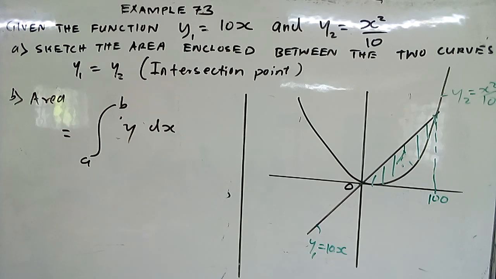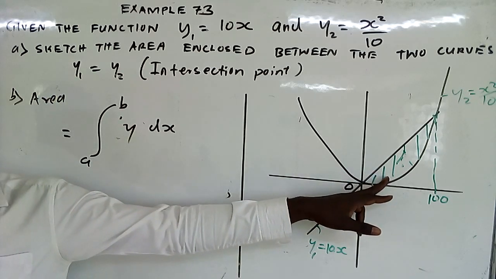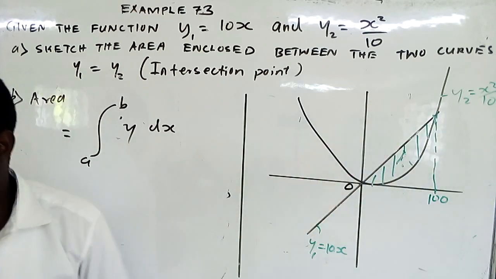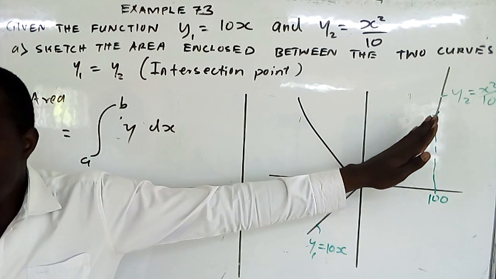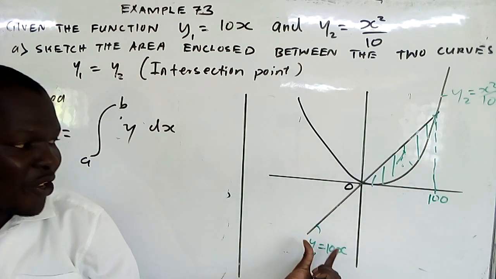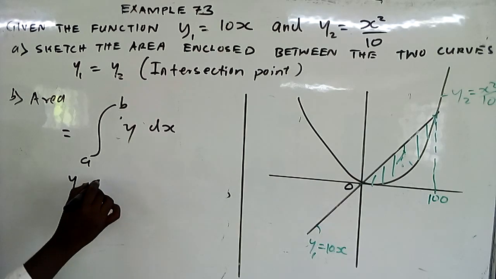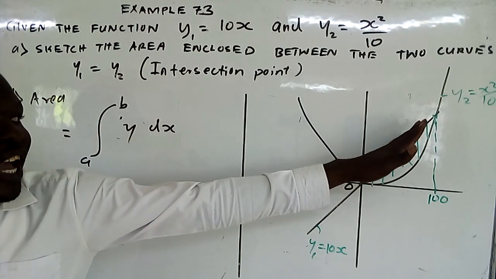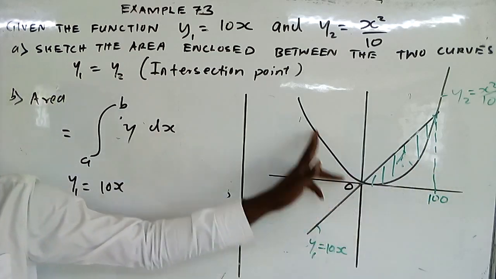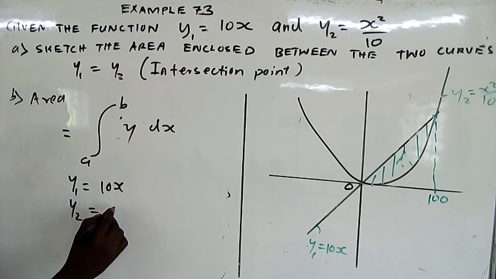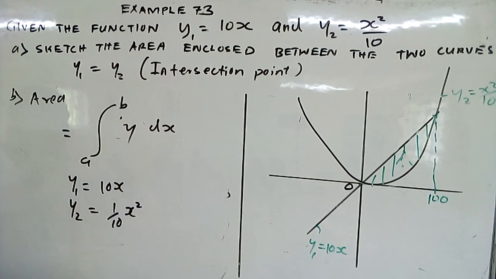So what is this y? That is what we need to determine. What is the curve defining this area? It is the upper curve minus the lower curve. Are you seeing the one on the upper region? It is the straight line y1, which is 10x. Then the one on the lower region is the parabola y2, which is 1 over 10 x squared.